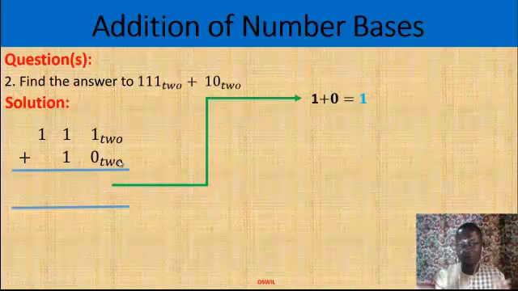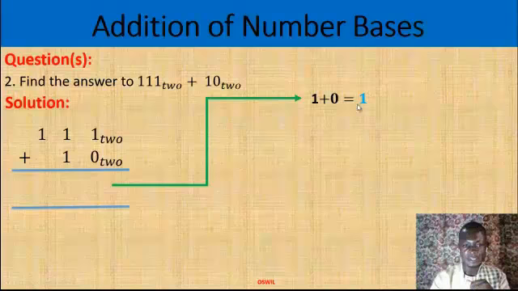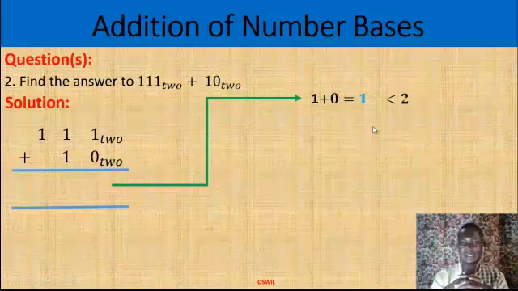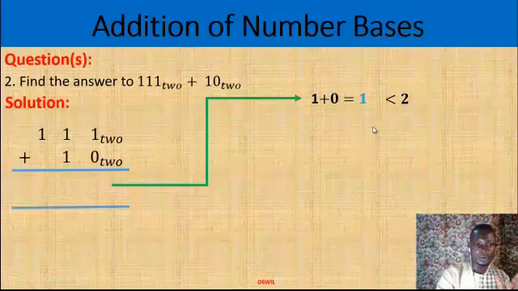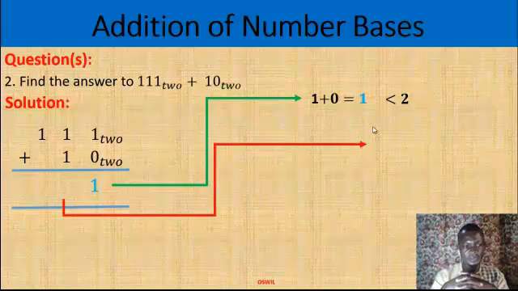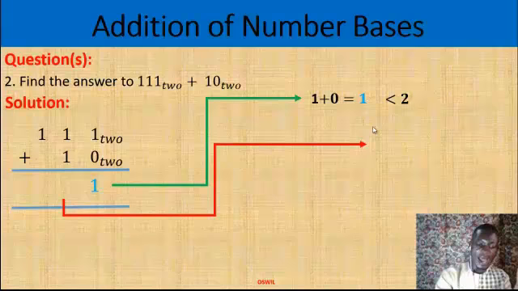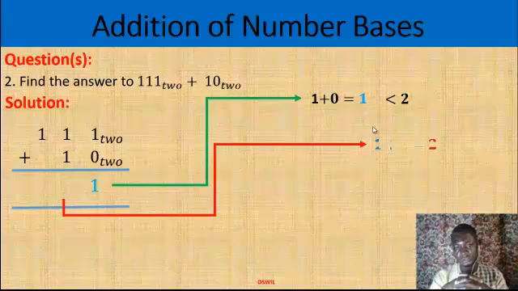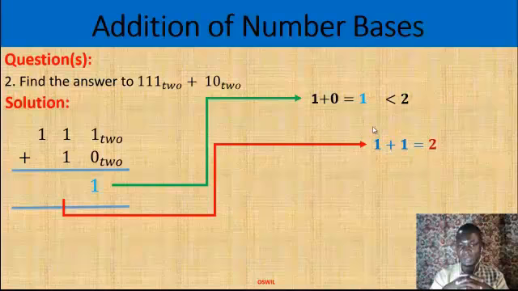So what you must do is to compare your answer with 2, which is our base, and we see that 1 is less than 2, which is our base. So we write 1 directly under those 2 digits. We move to our second digits. So we add 1 and 1, and then we get 2. When we compare our answer with the base, we see that they are equal.